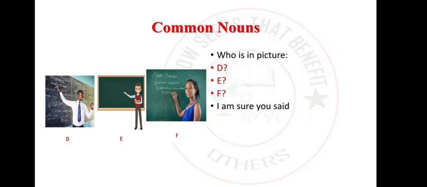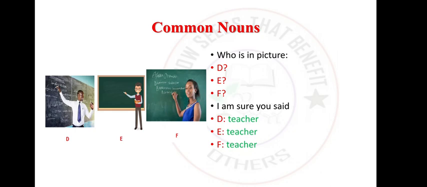You're an intelligent learner. I'm sure you said teacher for D, teacher for E, and teacher for F. Here, you realize that the one in picture D is teaching. As a result of that, you said he's a teacher. You realize that the one in picture E is also teaching. Because of that, you said he is also a teacher. Similarly, the one in F is also teaching, and for that reason, she is also a teacher.